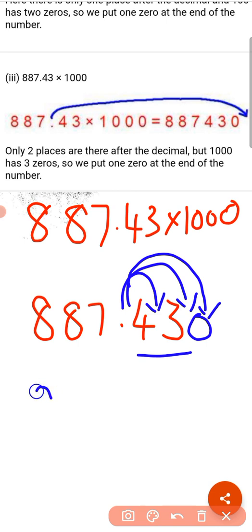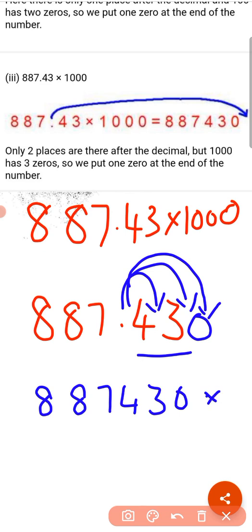So our answer is 887430. After this the decimal will come, but at the end of the number this decimal is valueless. So our answer is 887,430. This is our answer.